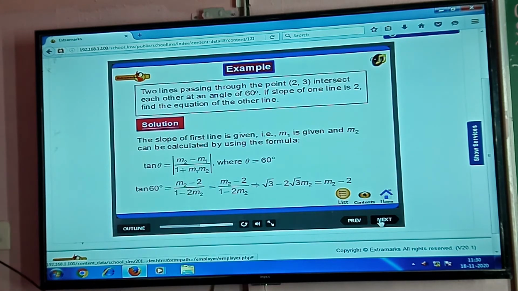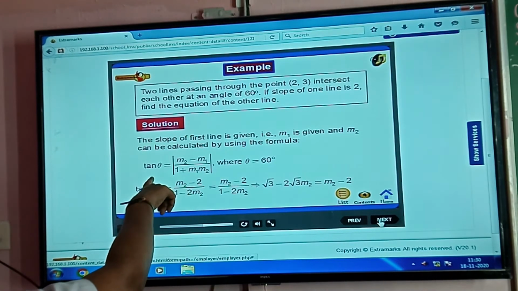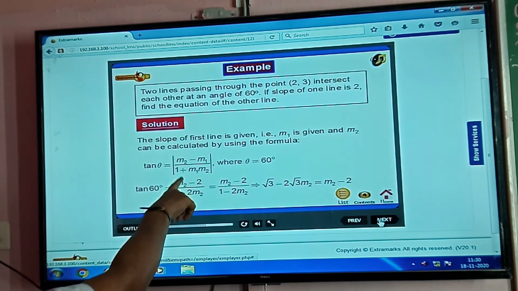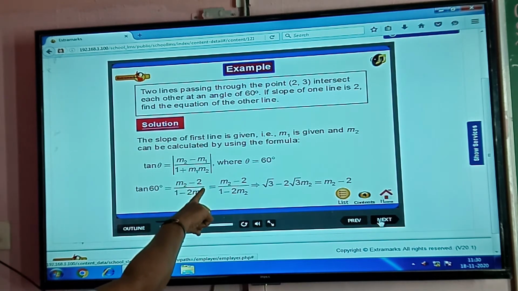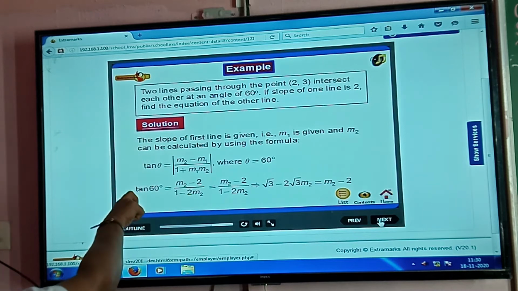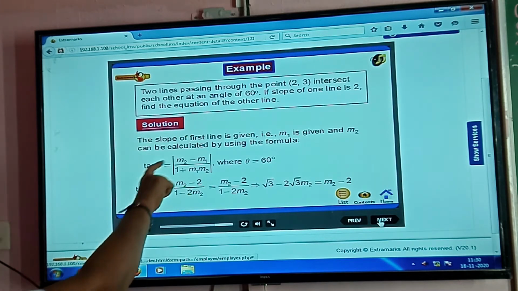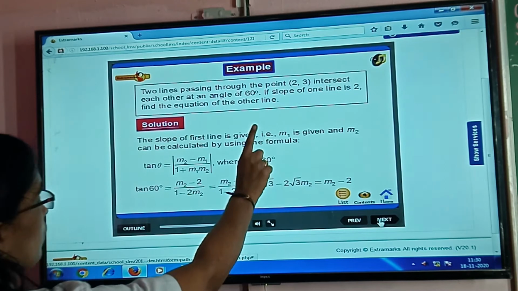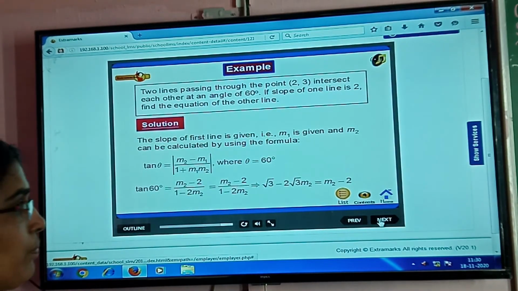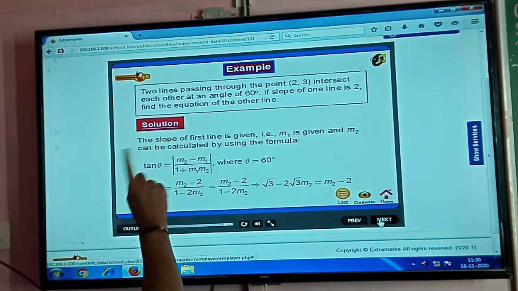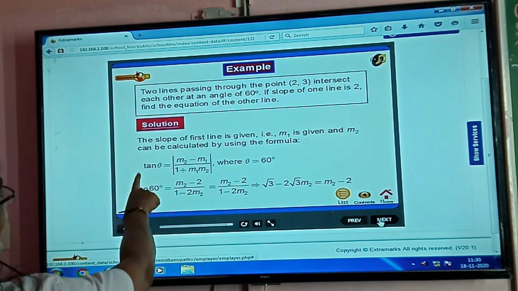Here one example is given, children. Let us go through this example. Tan theta is equal to modulus value of (m2 minus m1) divided by (1 plus m1 m2). That is a formula for finding tan theta because we need the slope. So theta is given as 60 degrees. How can we find the slope m? Using the formula tan theta.